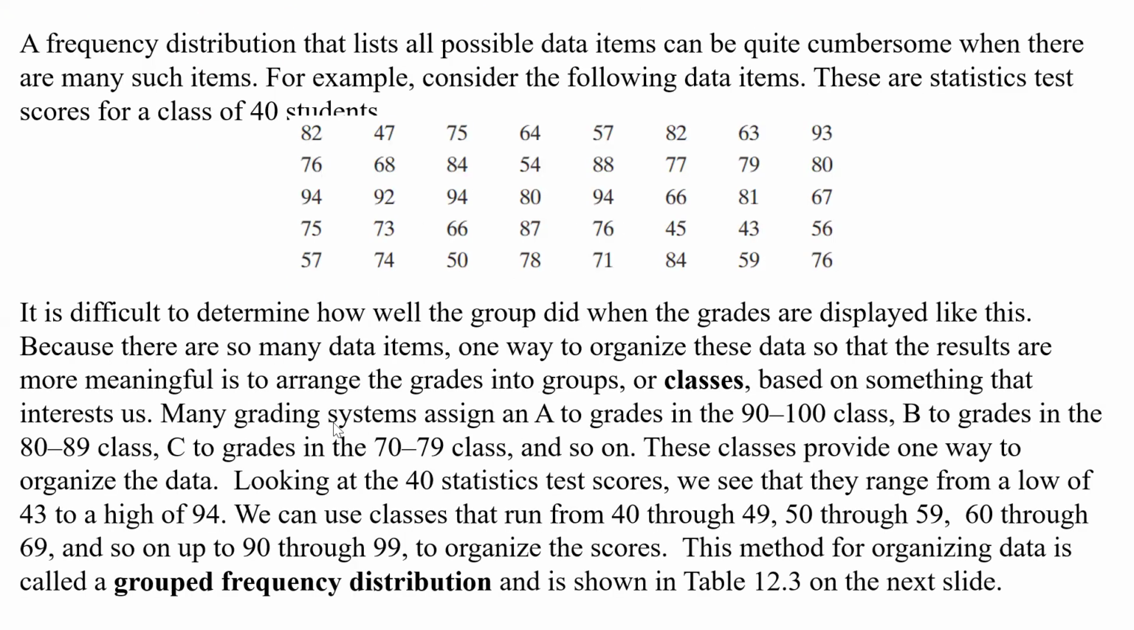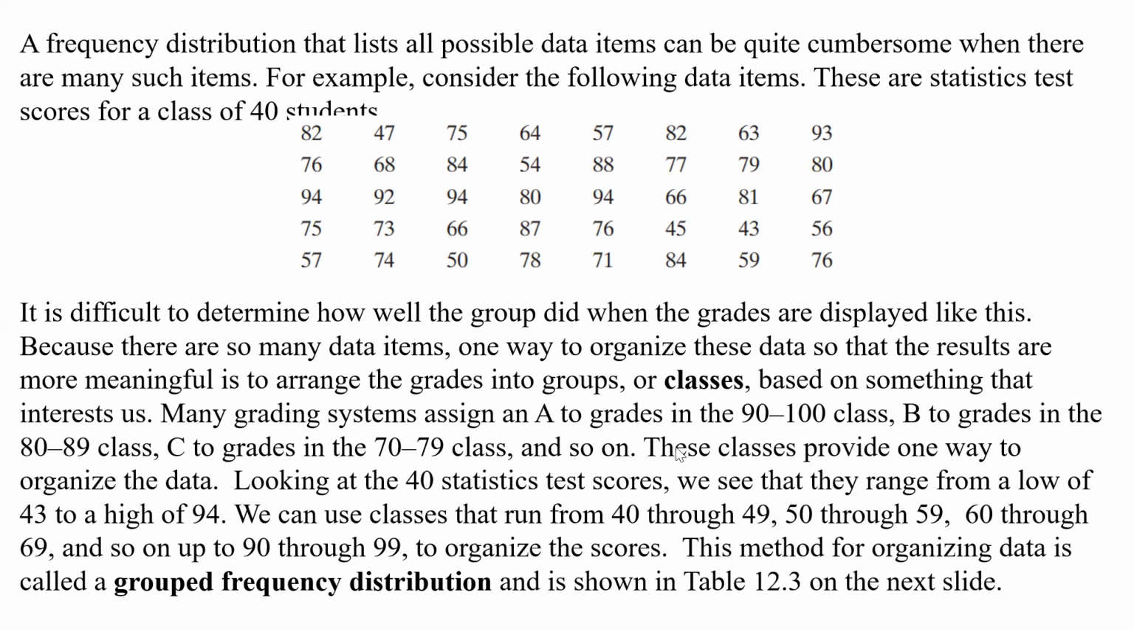Okay, so like I said here, most grading systems assign 90 to 100 as an A, and B is 80 to 89. Looking at the 40 statistics test scores, we can see they range from a low of 43 to a high of 94. You just had to go through them all and see what those were. So we're going to use classes that start at 40 and go to 49, then 50 to 59, 60 to 69, on up through 99, because again, 94 is our highest, so we'll do that.